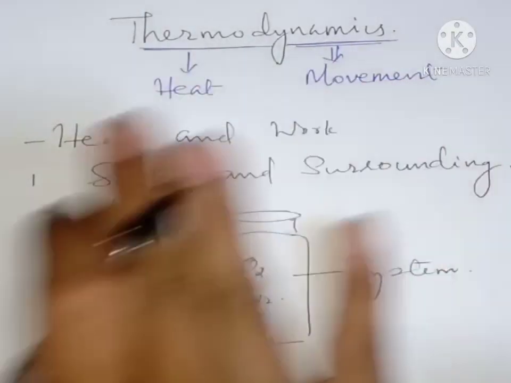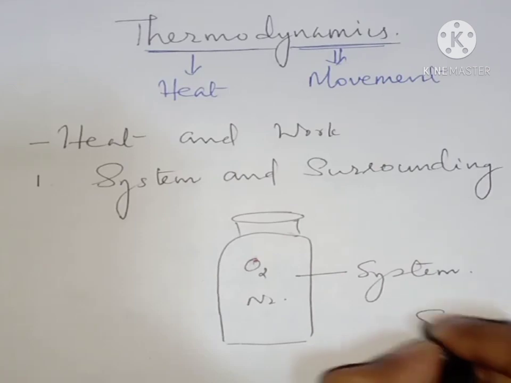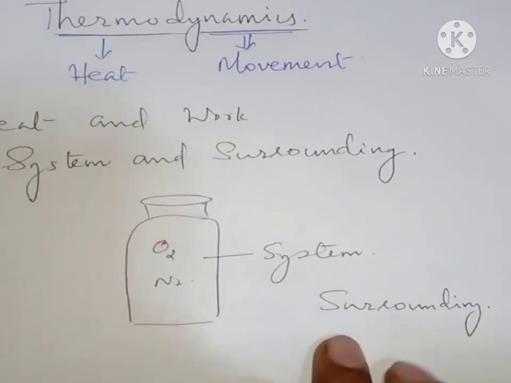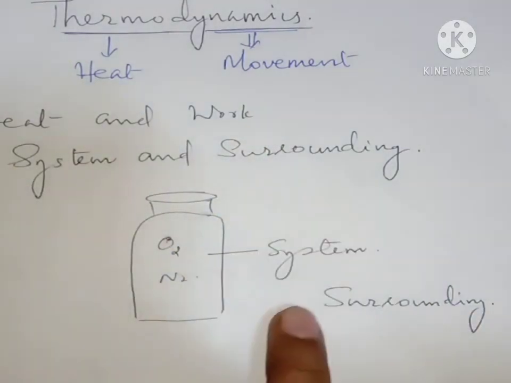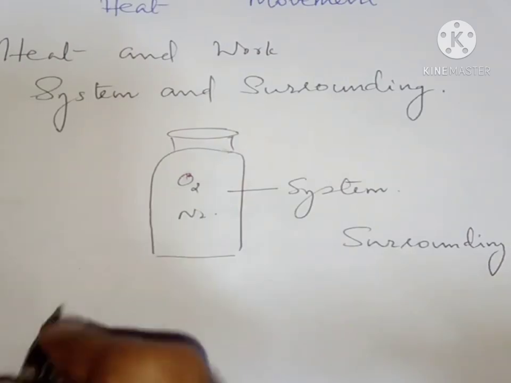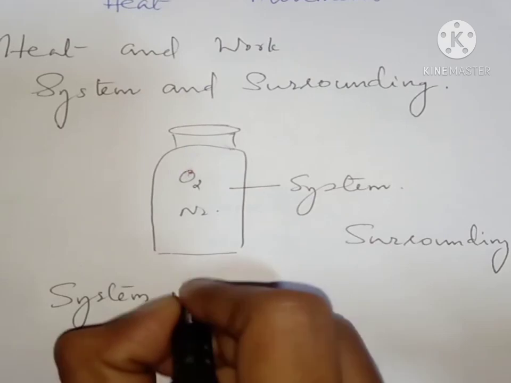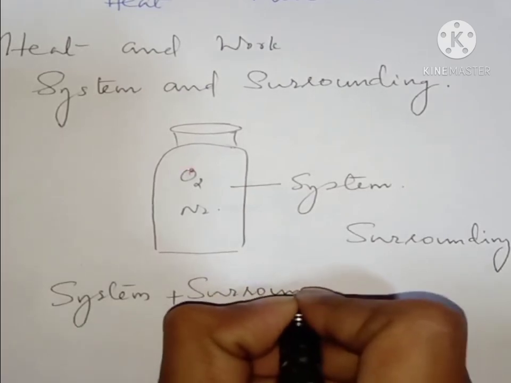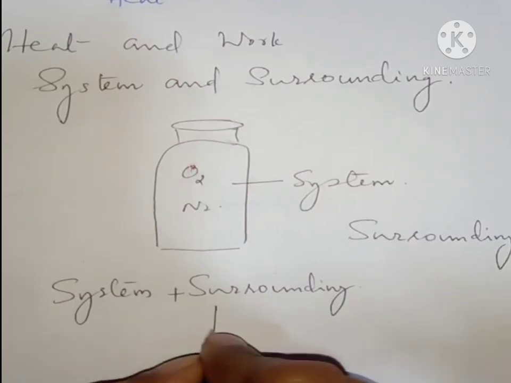All other parts except the system is known as surrounding. Surrounding means all other parts except the system. The system and the surrounding collectively are called the universe.